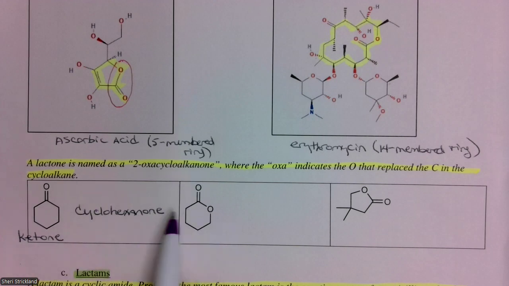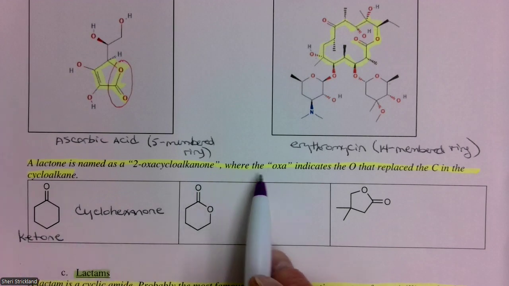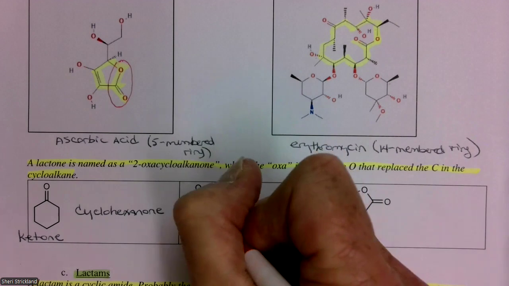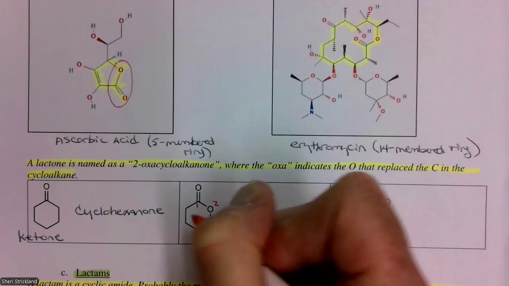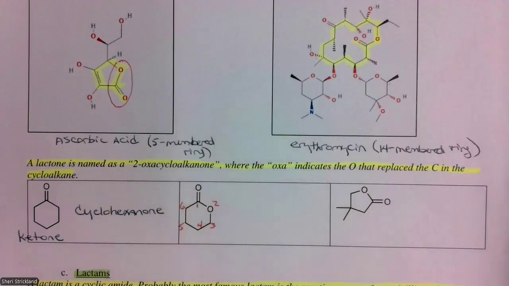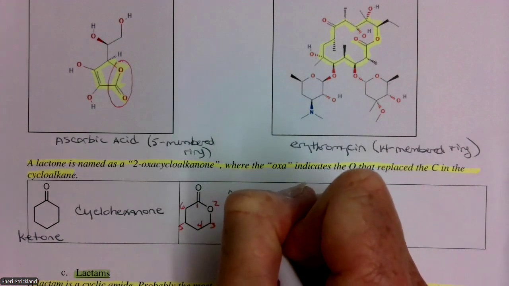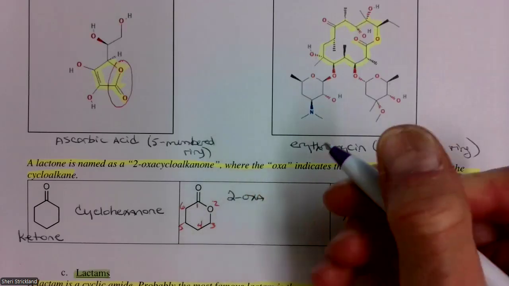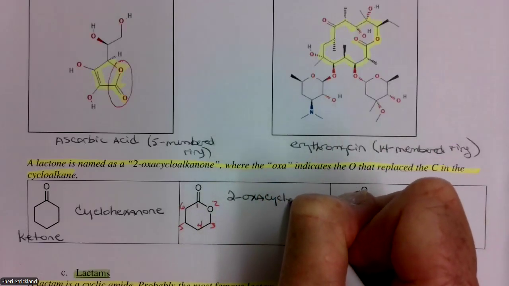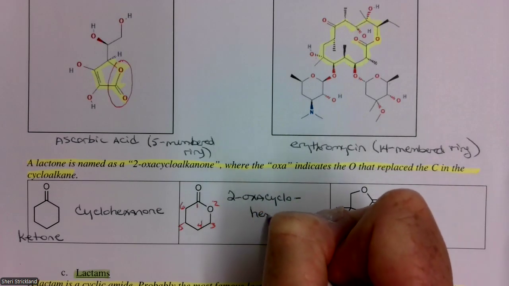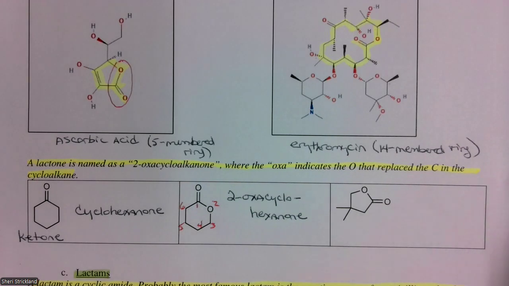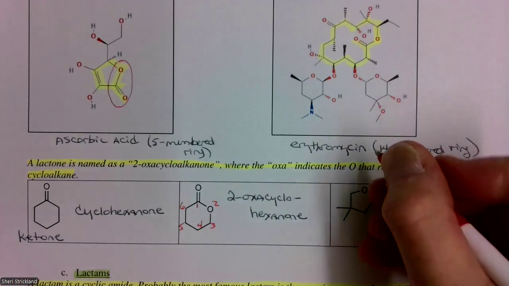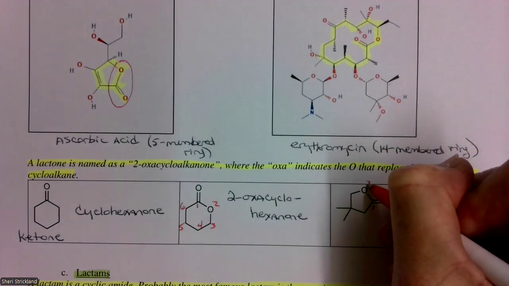So if you have an oxygen as one of the ring atoms, you're going to number this so that the oxygen is atom number 2. And this is one of those rare times when atoms other than carbons get to be part of the parent. So what we call this is 2-oxacyclohexanone. And then similarly over here, let's number it. The oxygen gets to be atom number 2.